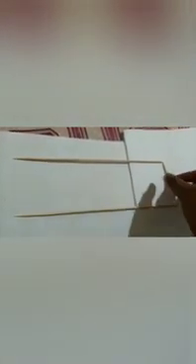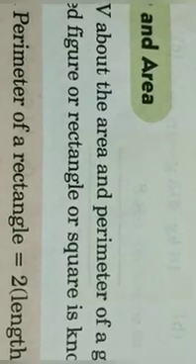So there will be two lengths and two breadths. So we have to add two lengths and two breadths together. So the formula for the perimeter of a rectangle will be 2 multiplied by the sum of length plus breadth.